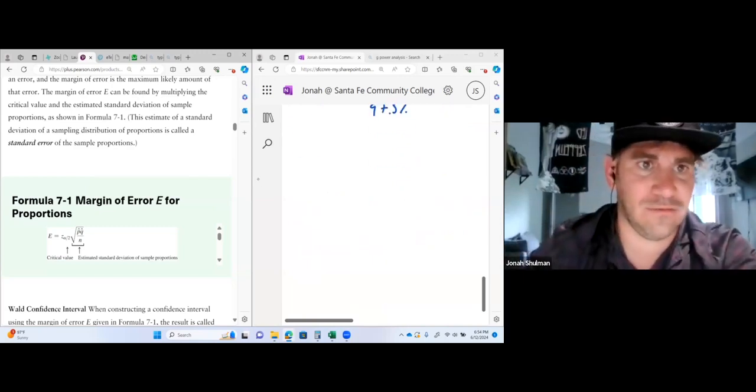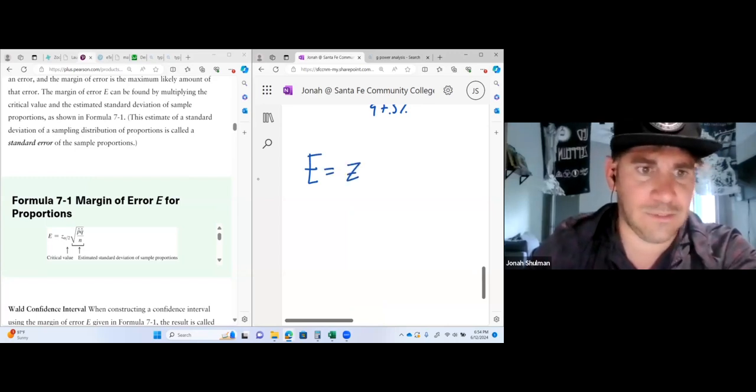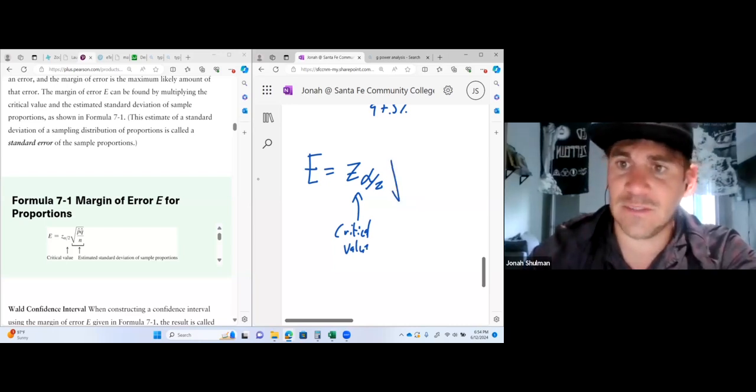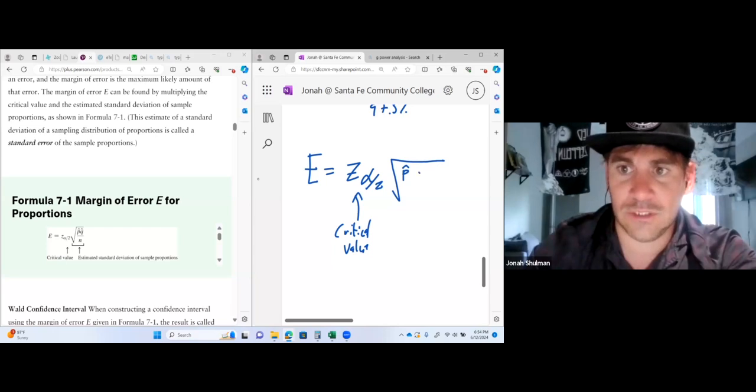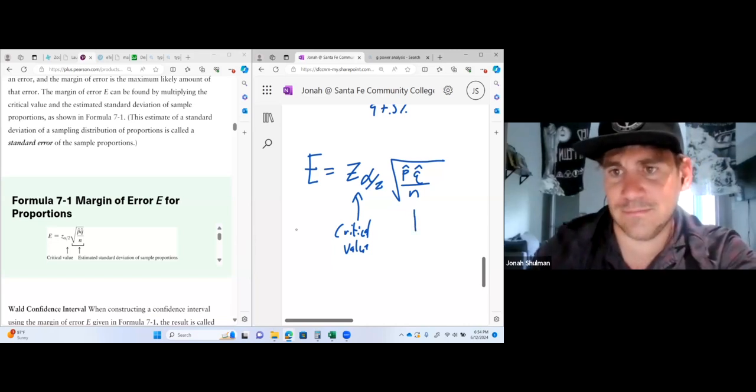So here is our error, right? This is our margin of error. We have our z-score, but we take our alpha and divide it by 2. Okay, this gives us our what? This is our critical value. This is what we're testing. We want to make sure it's above it. Then I multiply this by the square root. Now, what is P? What is Q? And what is N? So this says it's the estimated standard deviation of the sample proportions.